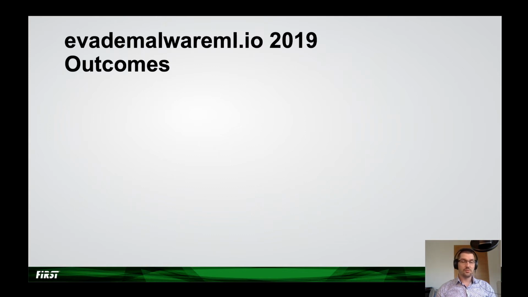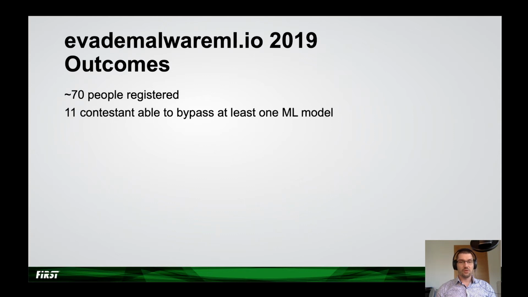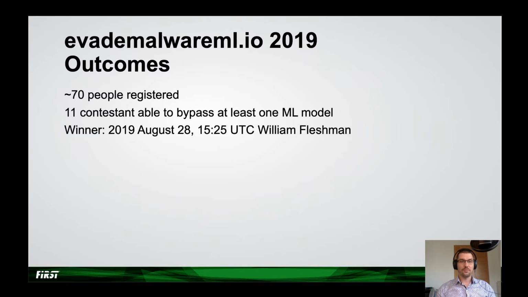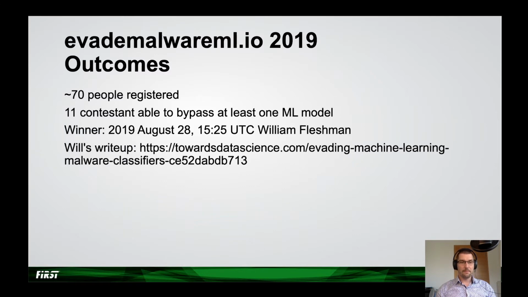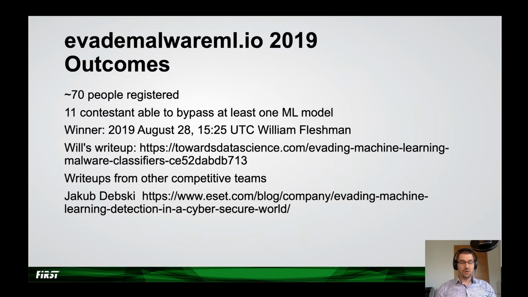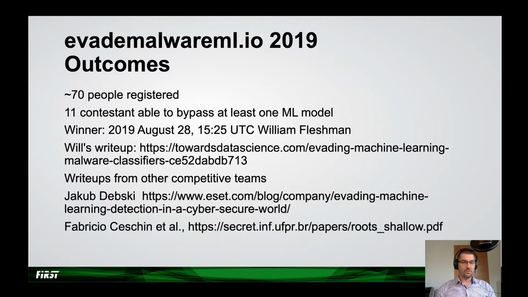But what were the outcomes of this competition? At all, 70 people registered, and 11 contestants were able to bypass at least one machine learning model. And the winner was William, and here you can see his write-up. You can also find other interesting write-ups, for example, one from Jakub and one from Fabrizio.